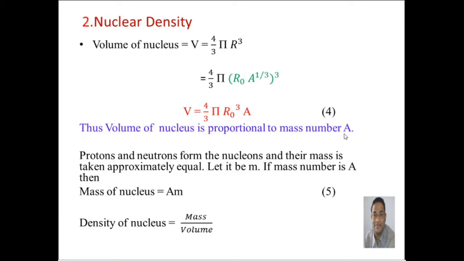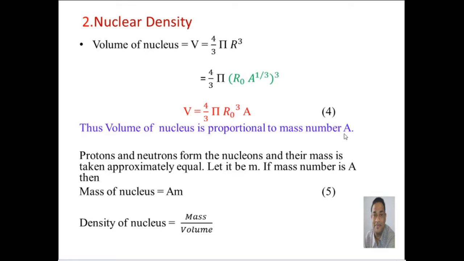And we have taken the mass of each particle, that is each proton and neutron, to be nearly the same and equal to small m. So the mass of a nucleus is equal to the mass of one particle, small m, multiplied by the total number of particles in the nucleus, capital A. So the mass of the nucleus is equal to A × m.